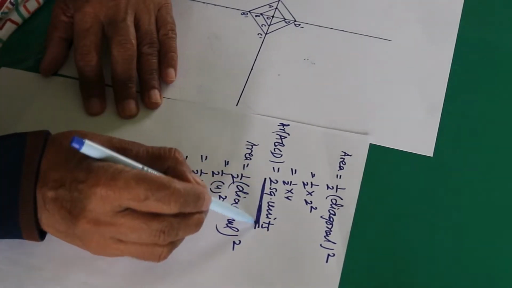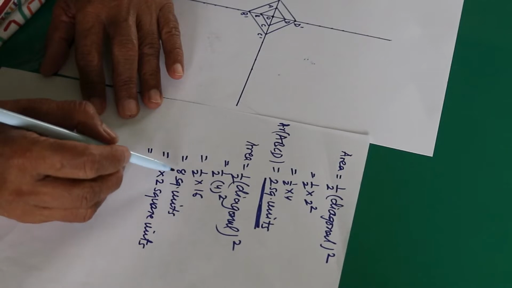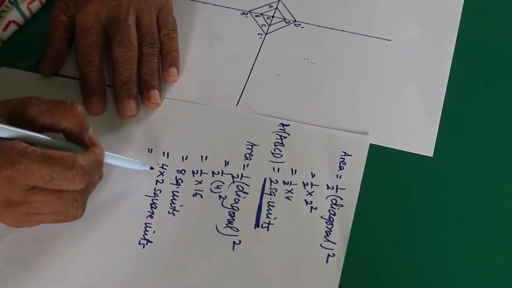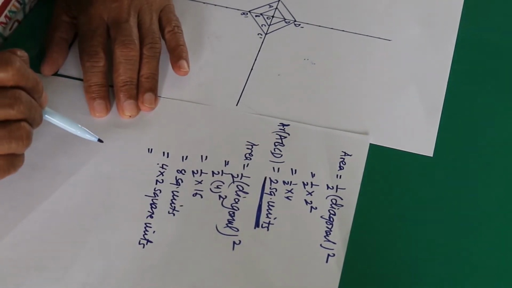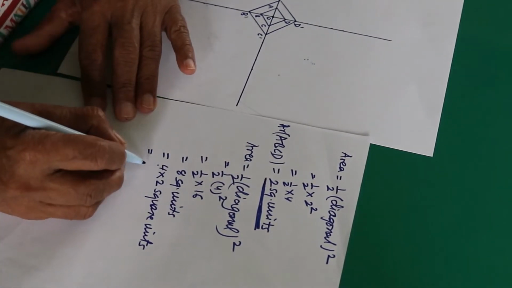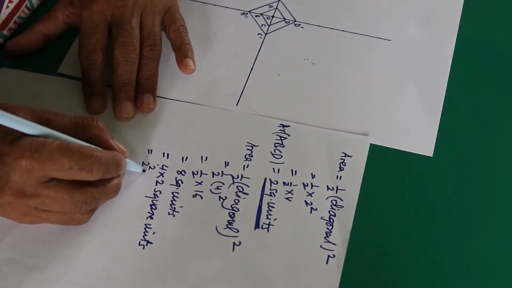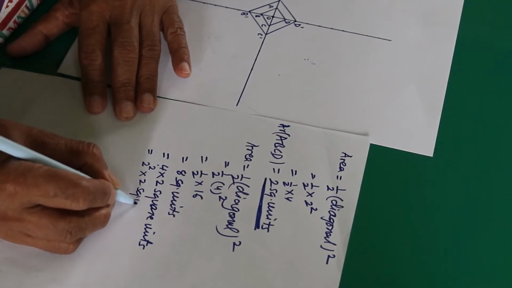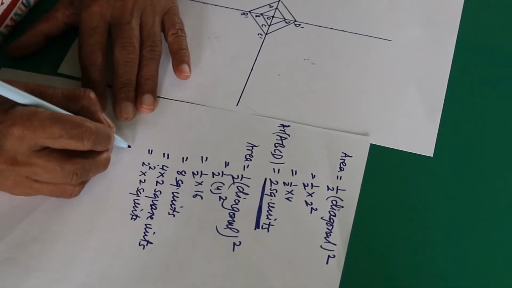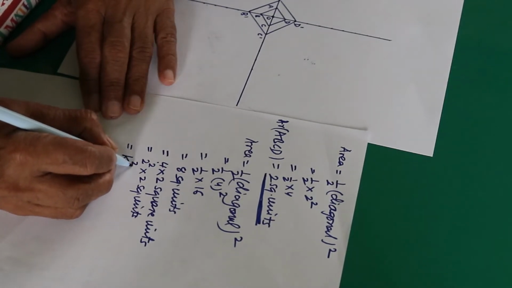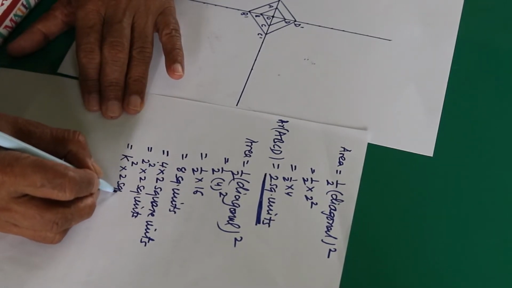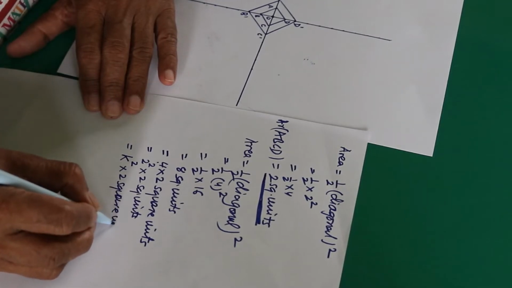Okay, the object square. The area of the image square is 4 times bigger than the area of the object square. Here this 4 can be written as 2 square into 2 square units. And this 2 square is nothing but the square of the scale factor, k square into 2 square units.